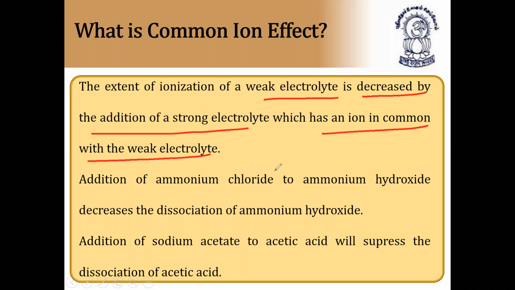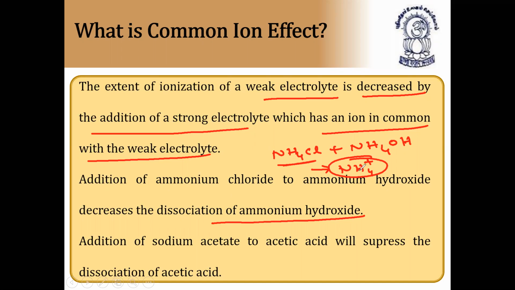Example, addition of ammonium chloride to ammonium hydroxide. If you add a little amount of ammonium chloride to ammonium hydroxide, what happens? It suppresses the dissociation of ammonium hydroxide, because in both the things, what is common? NH4 plus. So addition of ammonium chloride to ammonium hydroxide solution decreases the dissociation of ammonium hydroxide due to common ion effect, that is NH4 plus in both.